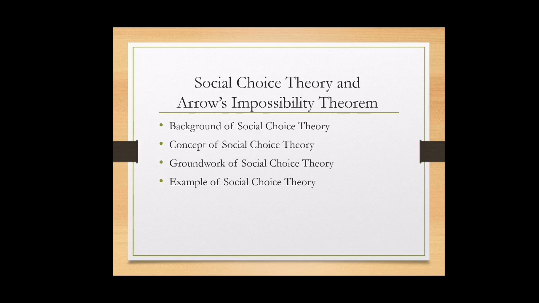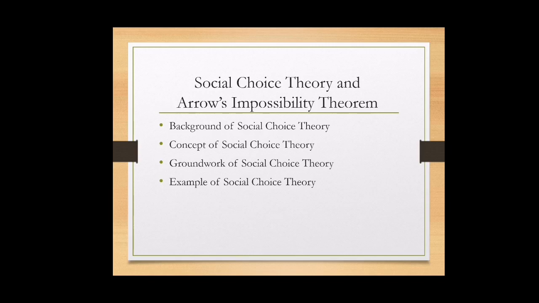So today I will cover social choice theory, which was provided by Mr. Kenneth Arrow, and Arrow's Impossibility Theorem. So let's get into the background of social choice theory. This theory was named after Mr. Kenneth Arrow, and Arrow got a Nobel Prize in 1972 for his contribution to economics.